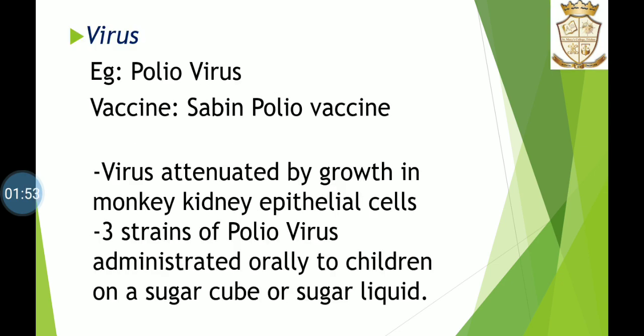Next, we can see a viral vaccine, the Sabin polio vaccine, which is obtained from the poliovirus. The virus is attenuated by growth in monkey kidney epithelial cells. Three strains of poliovirus are administered orally to children on a sugar cube or in sugar liquid. So this vaccine is cultured in monkey kidney epithelial cells, and there are 3 strains of this polio vaccine, which is administered to children orally.